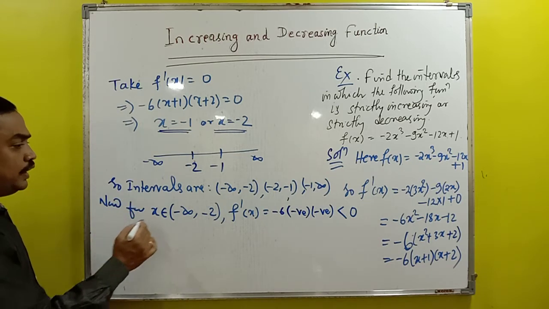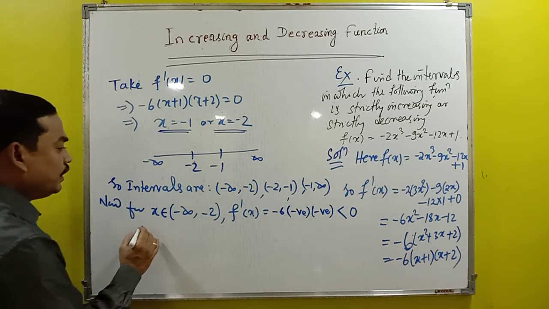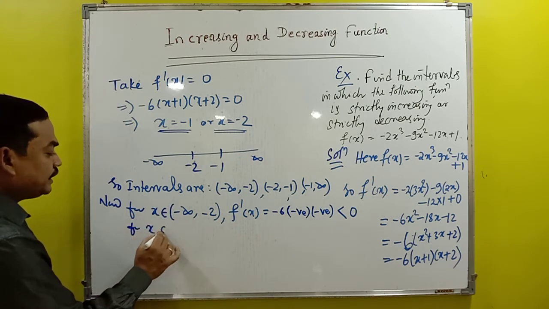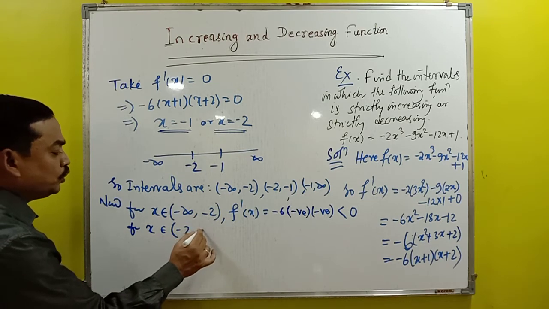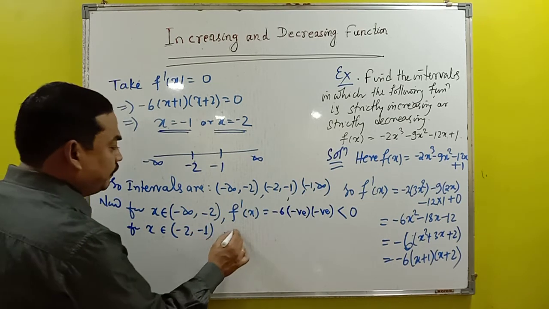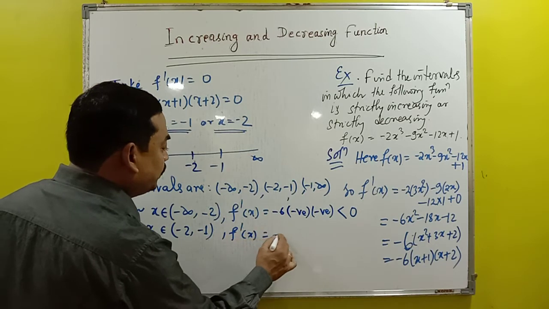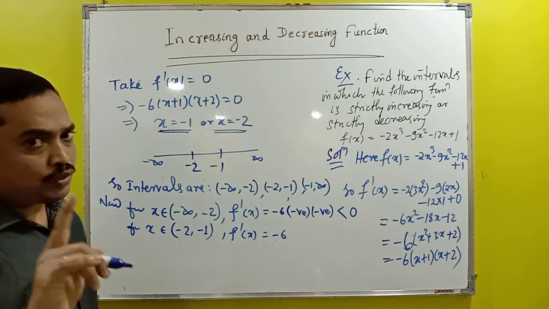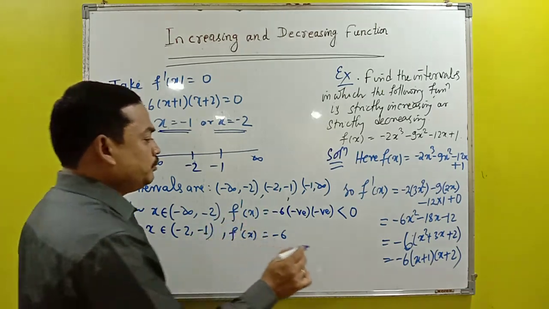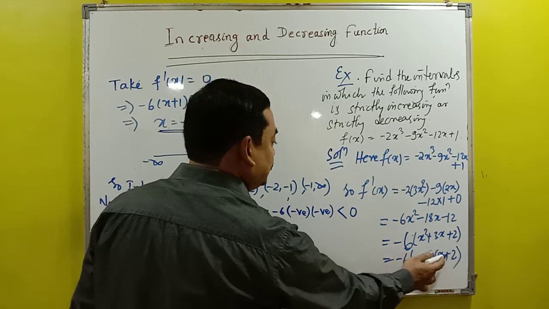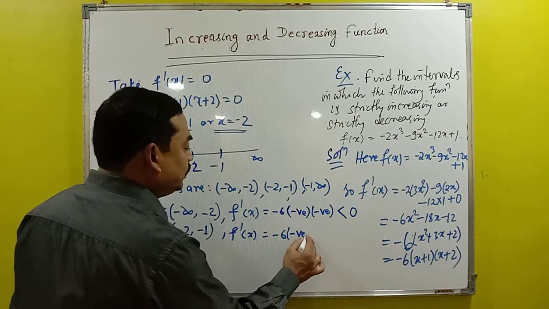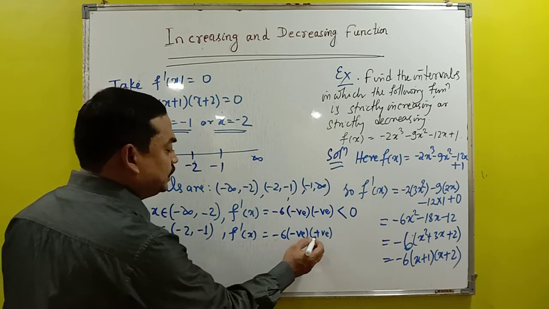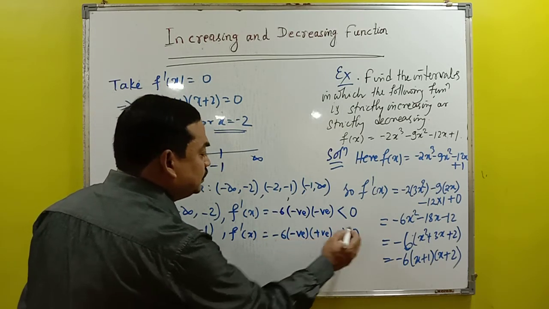Next, similarly, you check for x belonging to the next interval, minus 2 to minus 1. In between that, what can you take? Minus 1.5 we can take. Suppose minus 1.5 you have taken. This is negative, this is positive. Negative into positive, so as a whole you have got negative, positive, greater than 0.